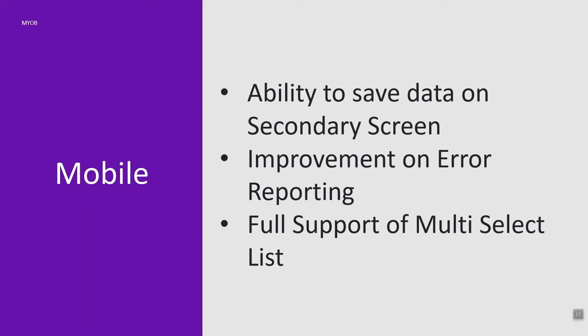For secondary screens, such as the details of a sales order line, users can now save or discard data by using the Save or Cancel button on the mobile app.